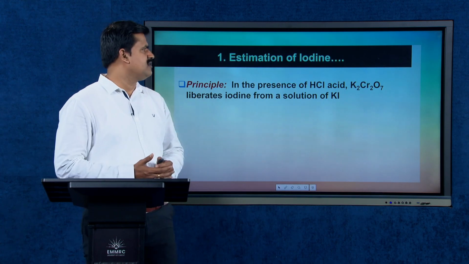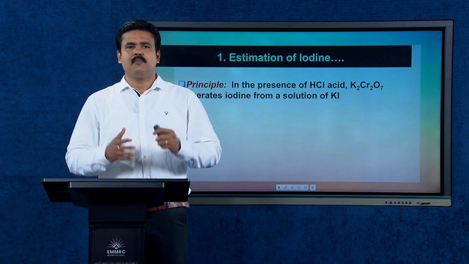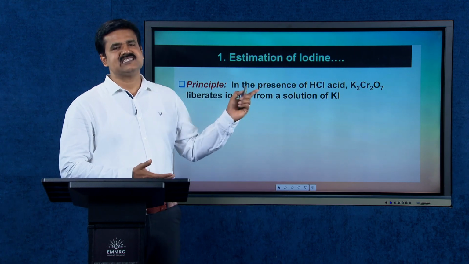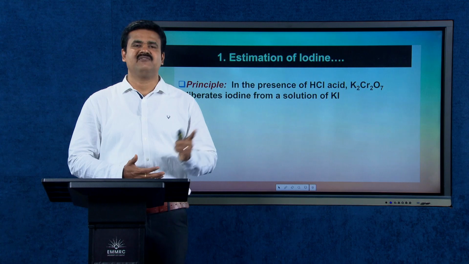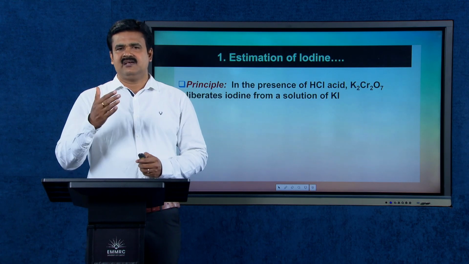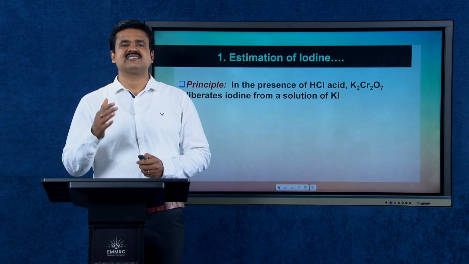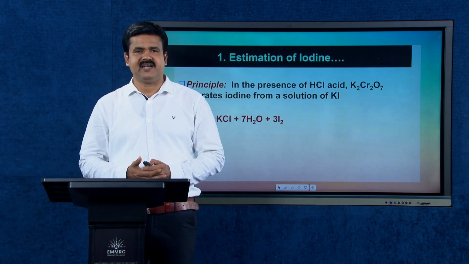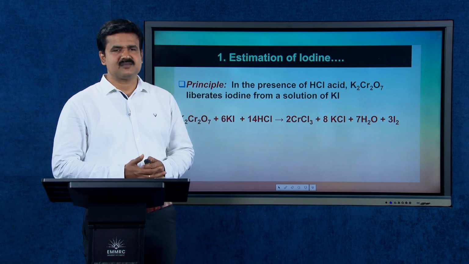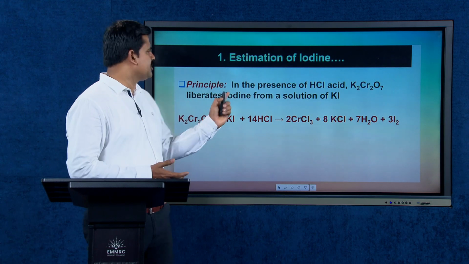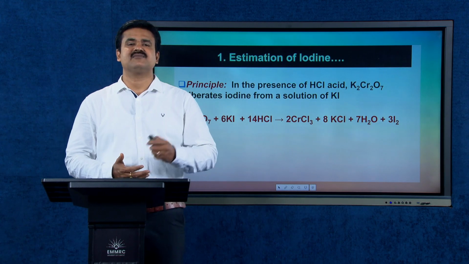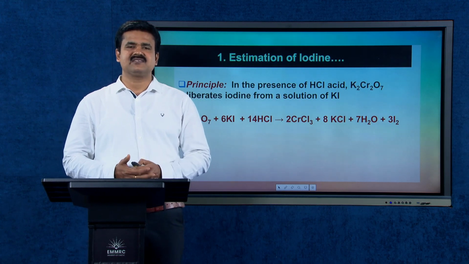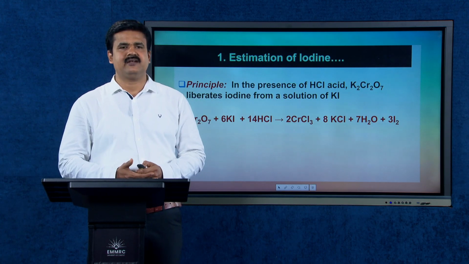In the presence of hydrochloric acid, or HCl, potassium dichromate liberates iodine from a solution of KI. This is familiar to you. In the previous slides, we have discussed this concept. This is the reaction responsible for that liberation of iodine: K2Cr2O7 + 6KI + 14HCl produces 2CrCl3 + 8KCl + 7H2O + 3 molecules of iodine.